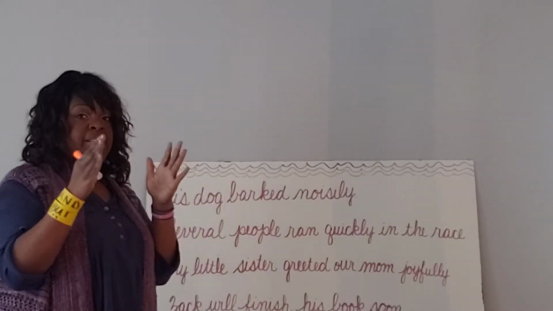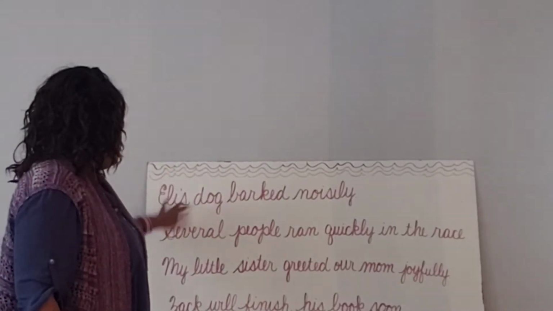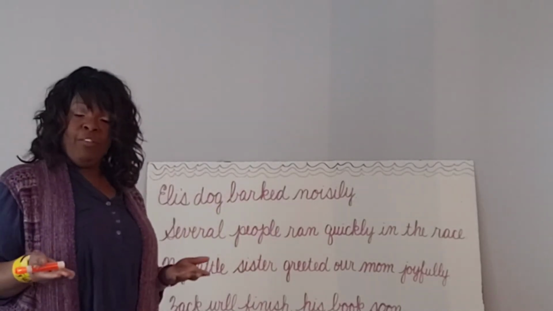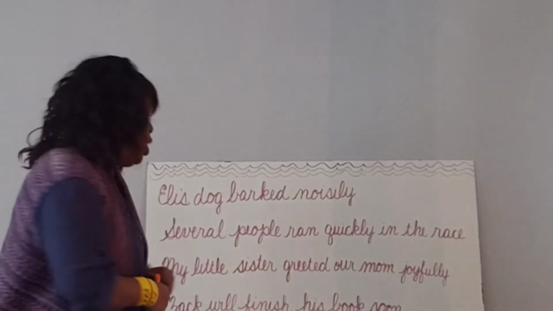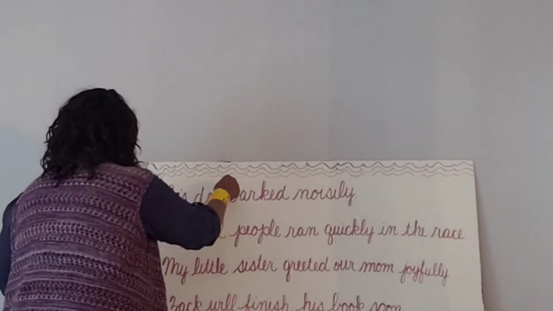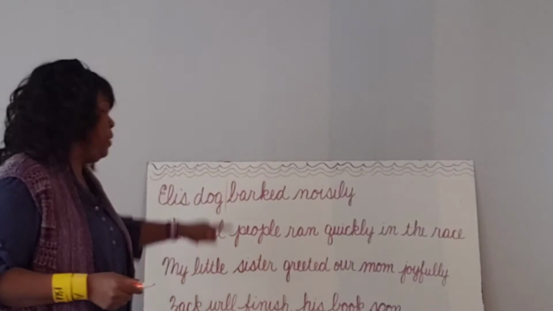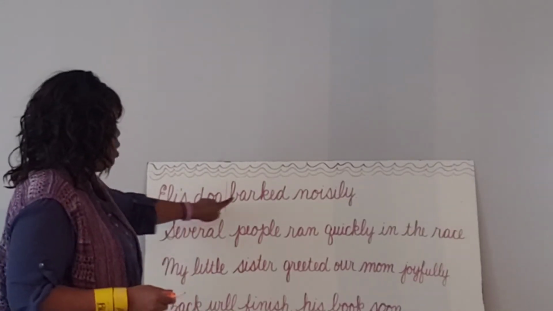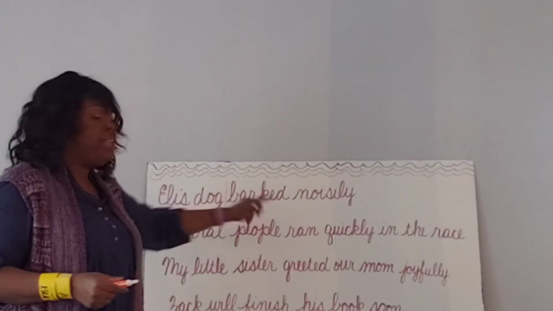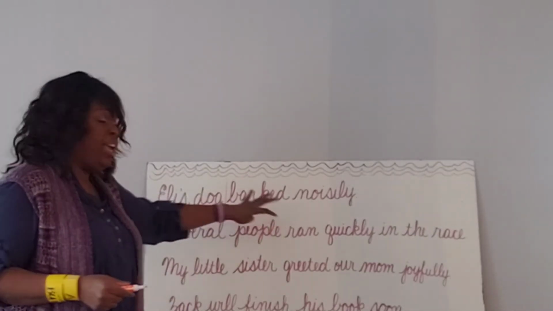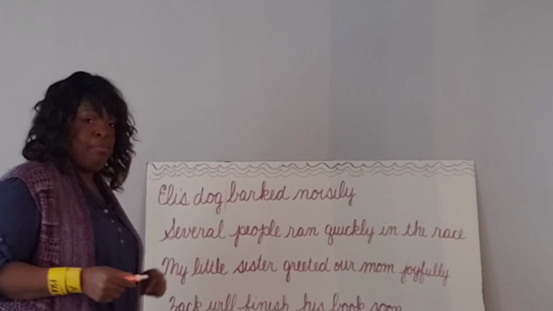So this first sentence says, Eli's dog barked noisily. What's our verb? Right, barked. So that subject predicate divide line is going to go in front of barked, because Eli's dog is the subject part, barked noisily is the predicate part. Okay, so we put it between dog and barked.